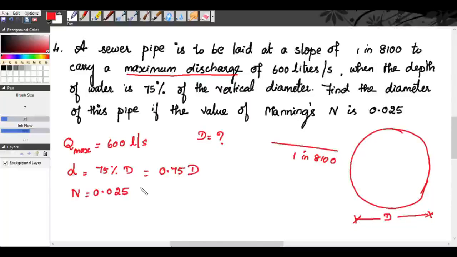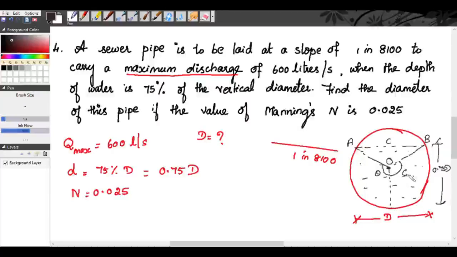Okay, so first of all, we will find the discharge. First of all, we will find theta. In order to find theta, we will take this center point as O. It is given the depth of water is 75%, so 0.75 D. We will write this as A, B, C. We will draw lines BO and AO. So this angle becomes theta and this angle becomes theta. Now this angle is 180 minus theta.